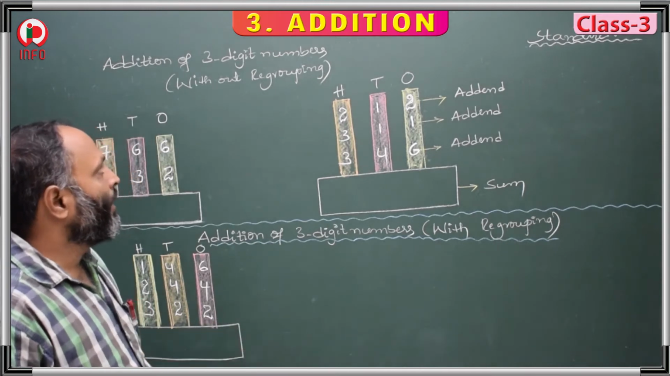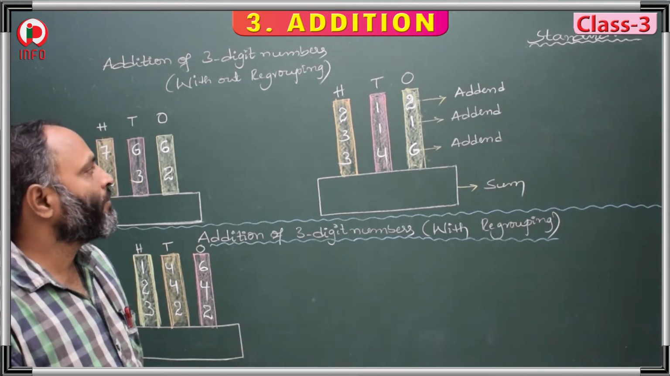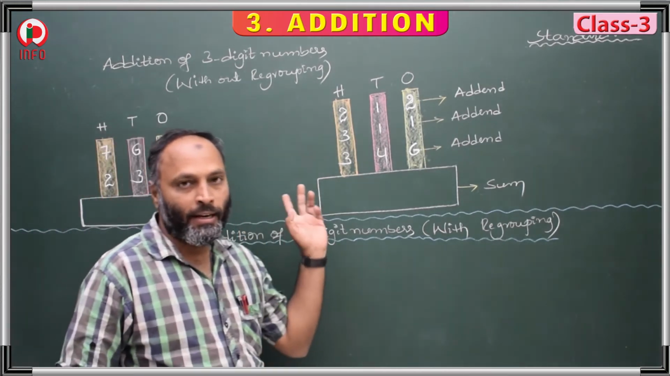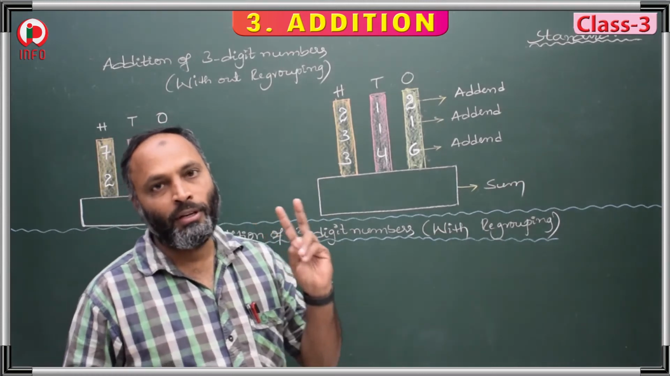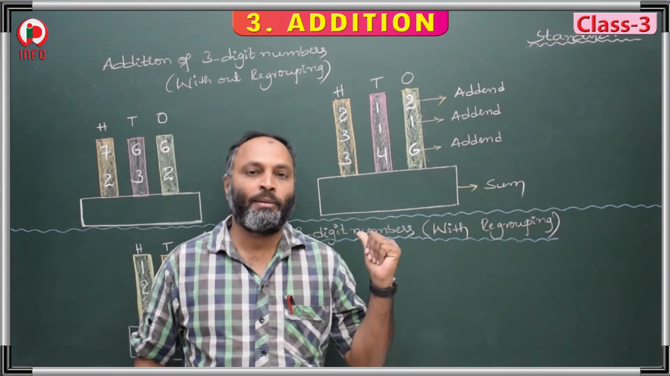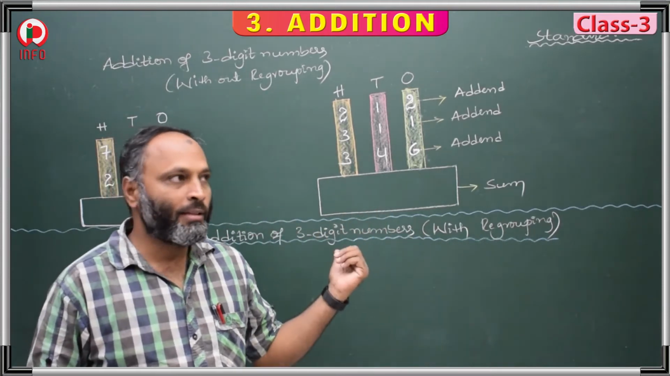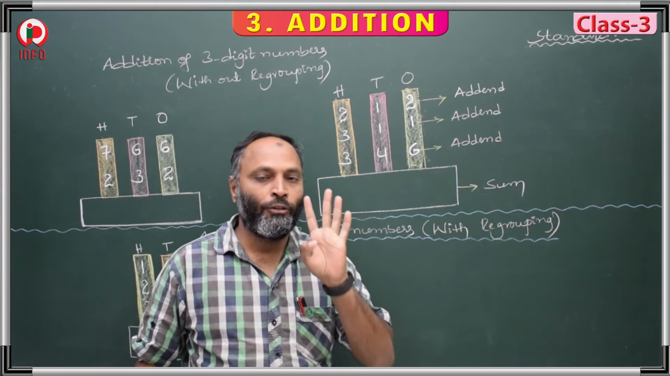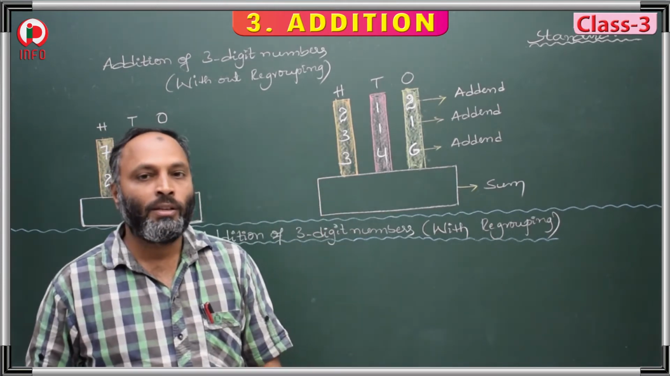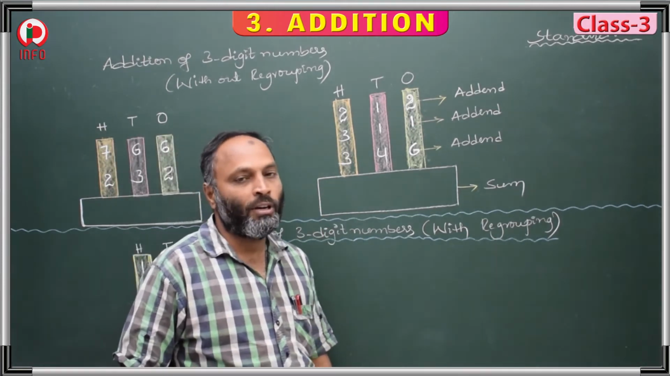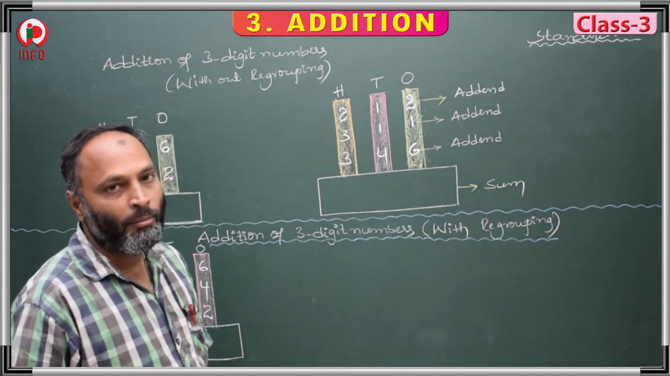Now students, today we are going to discuss addition. In previous classes we completed addition up to 2 digits and 3 digits. Again we recapitulate and we go for 4 digit addition also. So in this class we are going to discuss 4 digit addition. First we recapitulate what we learned in our previous class.